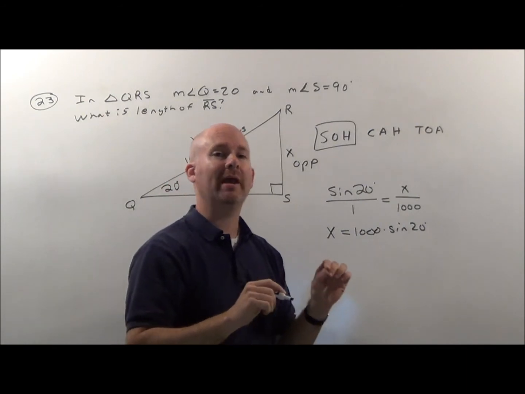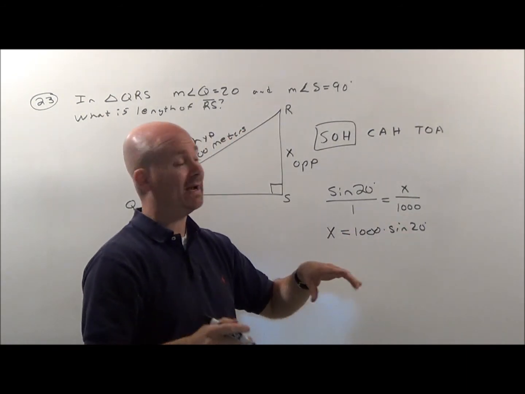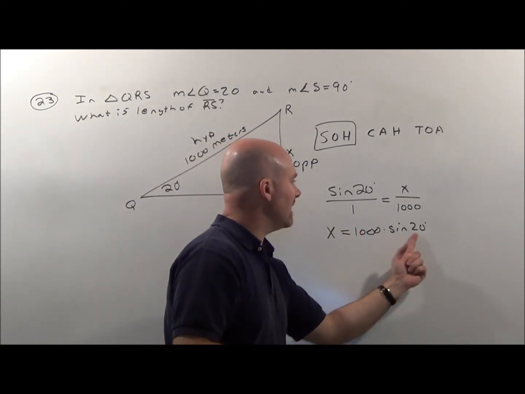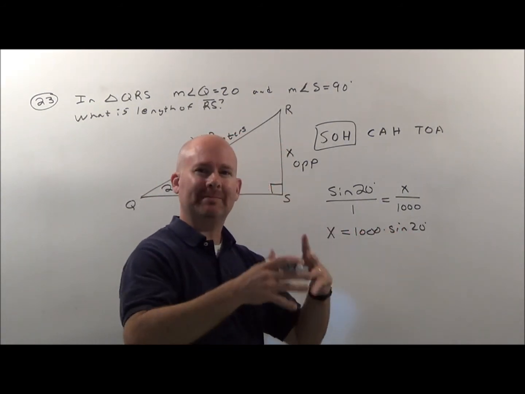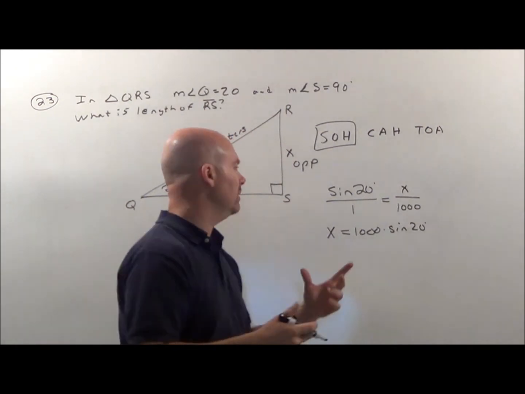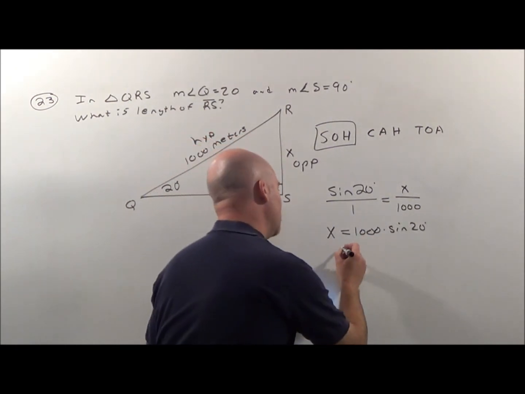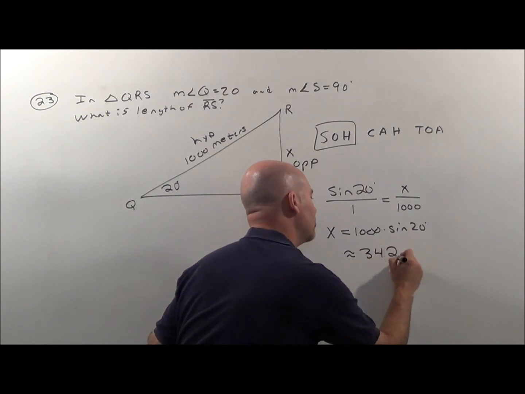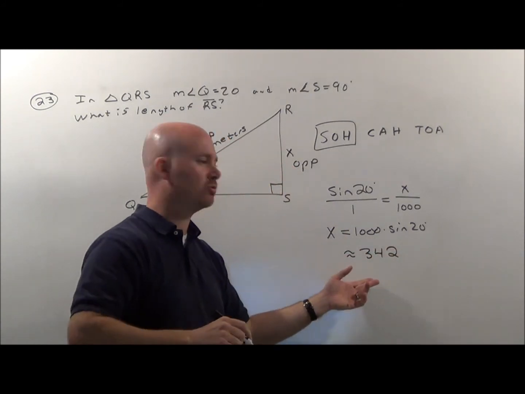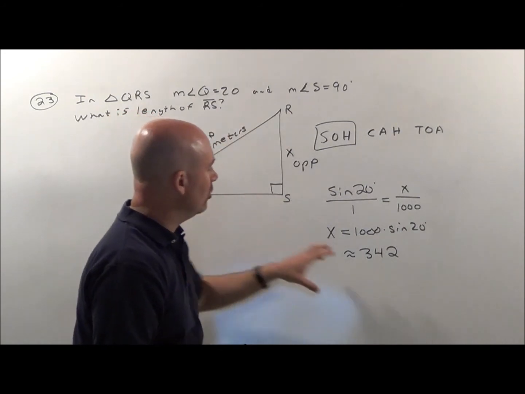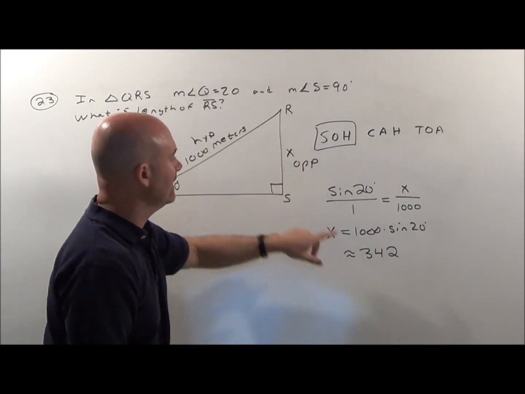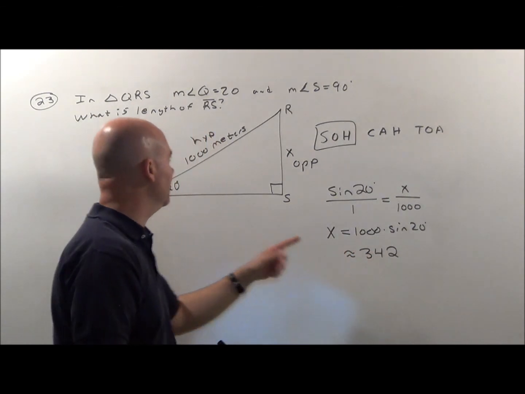Now make sure your calculator is in degree mode. If it's in radian mode, you're going to get the wrong answer here. So we do 1,000 times the sine of 20. The sine of 20 is like 0.34. So this is about 340 something. So I think the answer comes out to about 342, which I believe is one of the options we have. So there's our answer. This measurement right here, that height of RS, is going to be 342 meters.